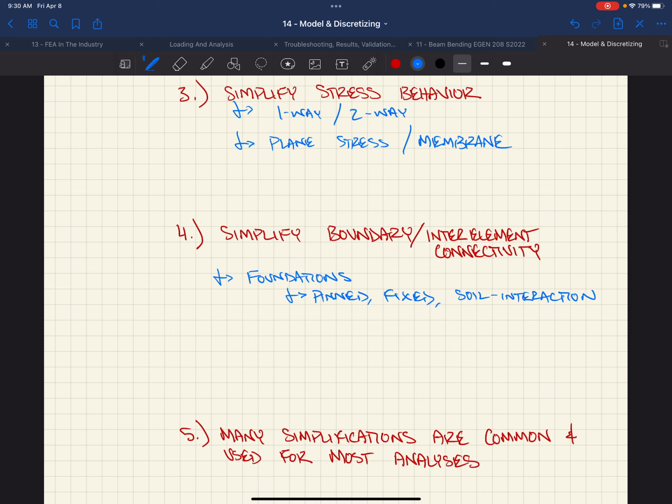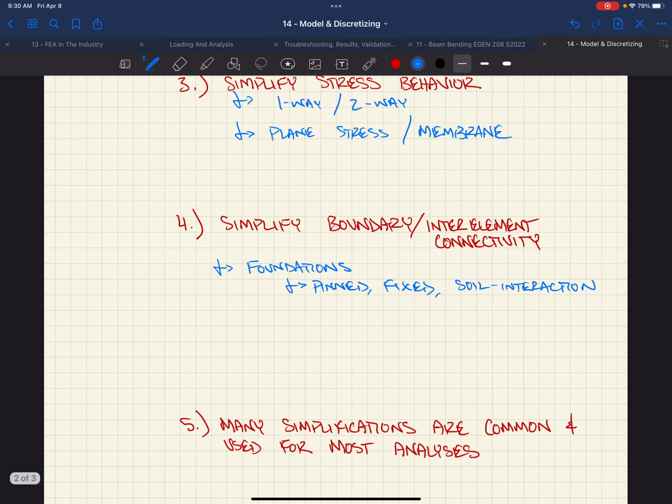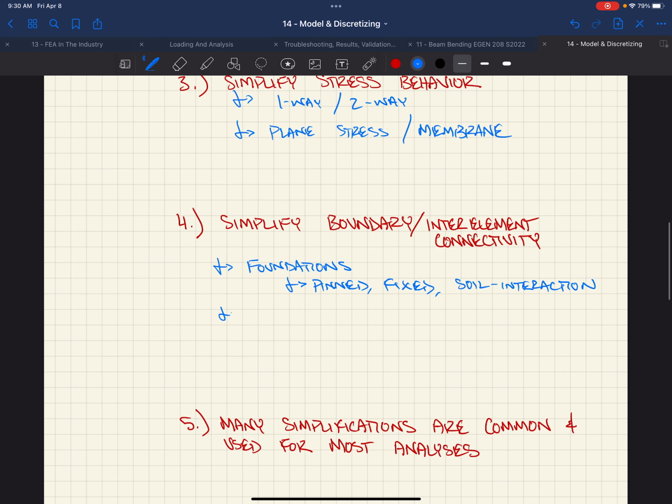Anyway, so, yes, pin, fix, soil interaction, and then we're the ones that get yelled at. Like, big ass footing. Totally. Why do we need a 10-foot footing? Because you gave us 2,000 pounds per square foot. All right. What do we do?